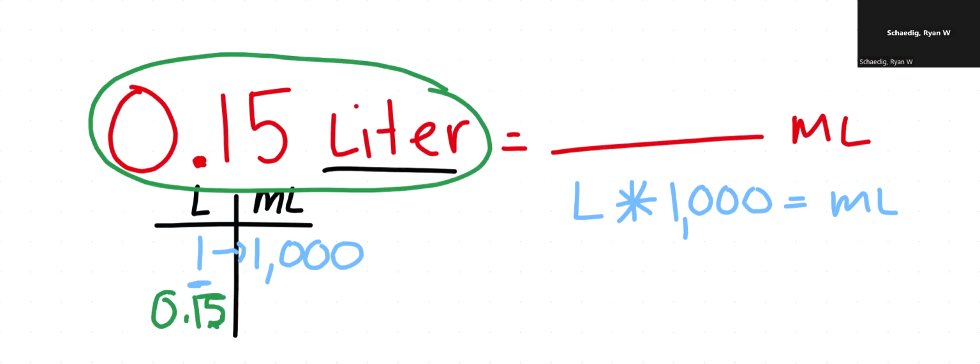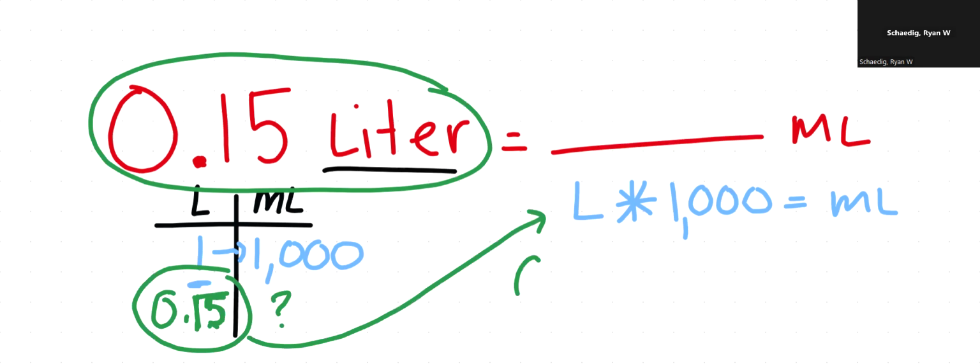Promise that says 15 hundredths. Ooh, that looks rough. And I'm trying to figure out my milliliters. So again, this is substitution. I'm just going to take this 15 hundredths and substitute it for this L. So 15 hundredths times 1,000. And that's going to get us the answer we're looking for.